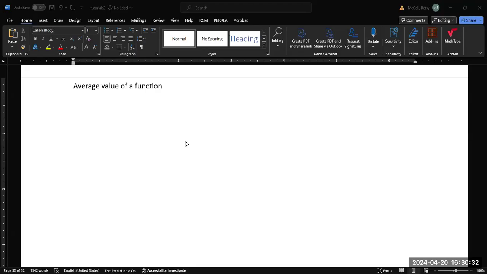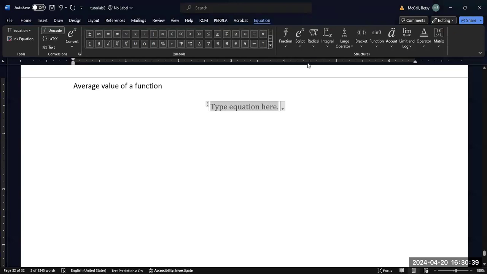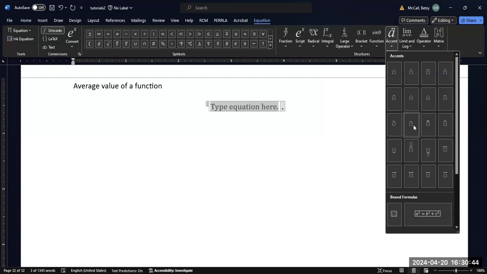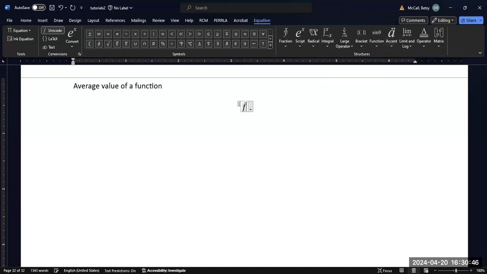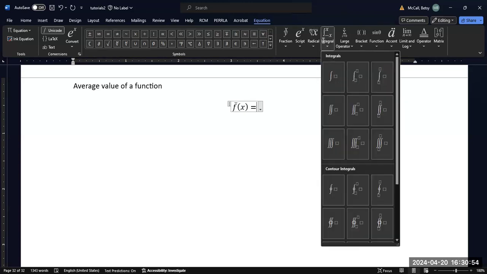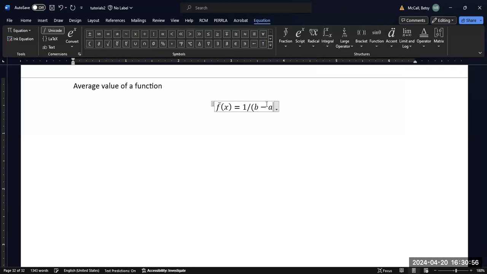All right, so in this video, we're going to find the average value of a function. And in 2 dimensions, the formula for the average value of a function looks something like this. We're going to need to integrate over some interval, and then we're going to divide essentially by the length of the interval.